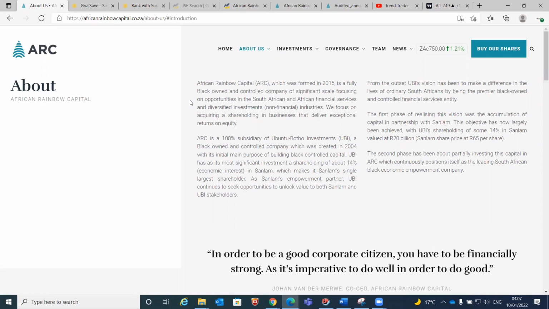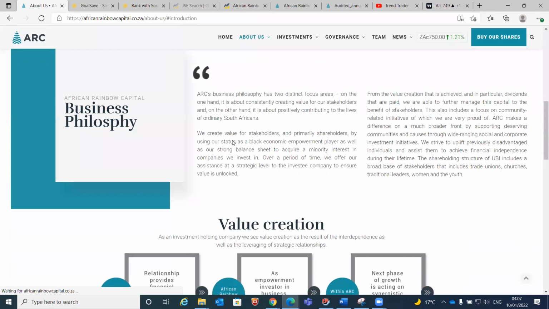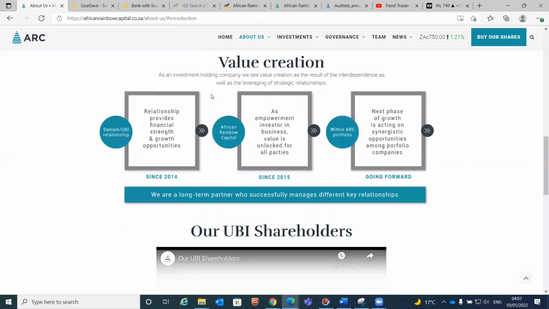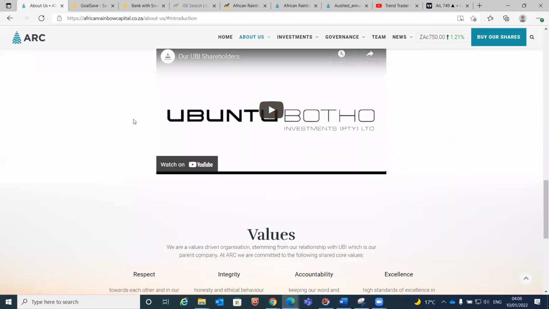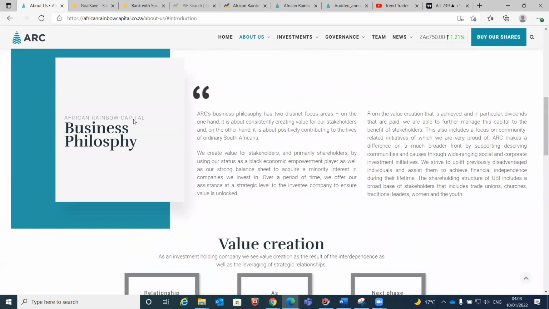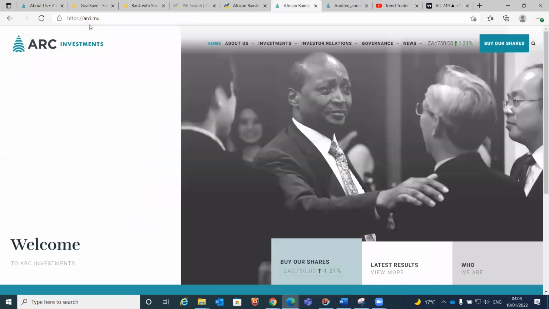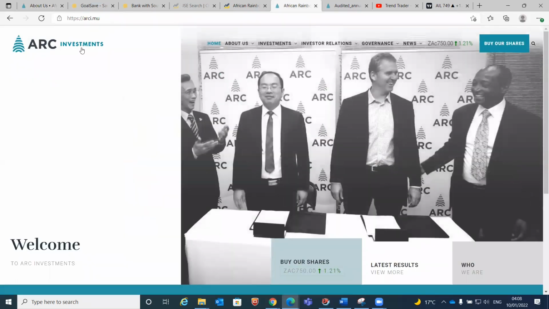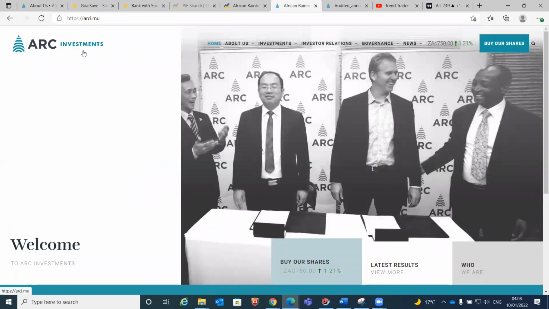We do need that in South Africa. So there's a lot of information that you can find there with regards to African Rainbow Capital, including the business philosophy and the value creation that they have. But on this website, there isn't much information. As I was trying to find the annual report, I couldn't find it here. But there is another website, which is arci.mu. Remember, there's African Rainbow Capital, then there's African Rainbow Capital Investments.